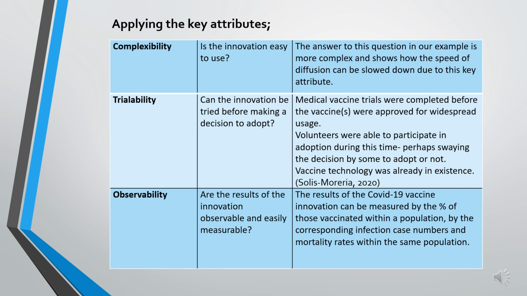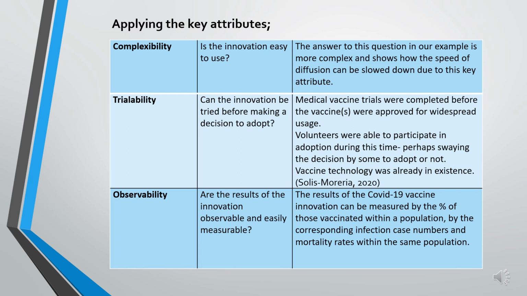Complexity asks, is the innovation easy to use? And the answer to this question in our example is more complex and shows how the speed of diffusion can be slowed down due to this key attribute. If we think about Massachusetts in the US, the COVID-19 vaccine was quite quickly available to the intended audiences described and was easy to administer by health professionals through expanded clinics. In other parts of the world, getting the vaccine into people's arms is more challenging, with storage and refrigeration challenges, logistics and transportation, leading to lower rates of vaccination and more difficulty in using it.